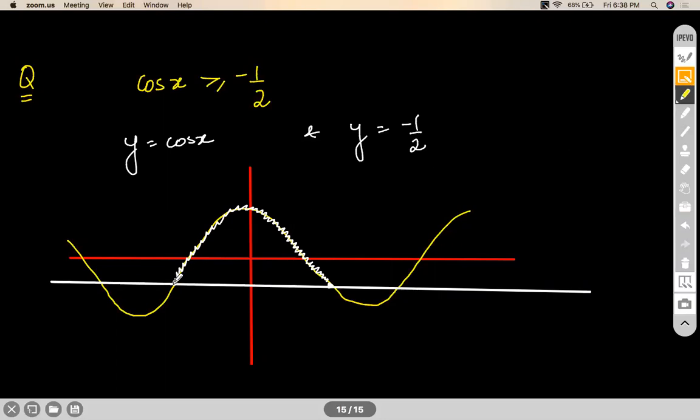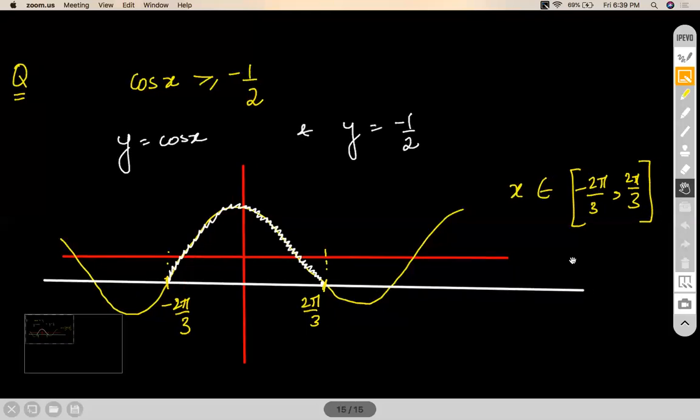By the way, we all know that this value is minus 2 pi by 3. This value is 2 pi by 3. We all know that. Correct? This is your x values. So you can say x should belong to minus 2 pi by 3. In fact, you can include it because it is greater than equal to 2 pi by 3.